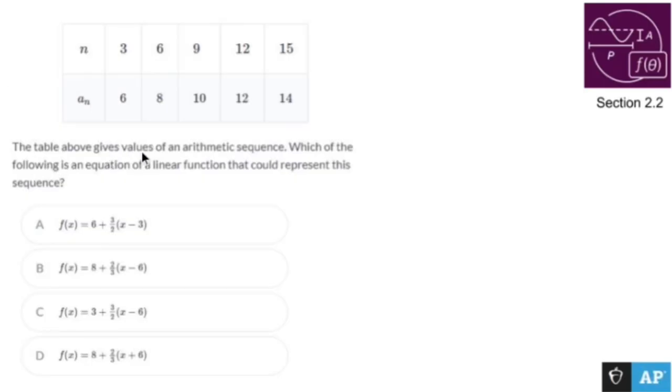The table above gives values of an arithmetic sequence. Which of the following is an equation of a linear function that could represent the sequence? So what we have going on here is point-slope form. If you remember from back in the day, point-slope form looked like this: y minus y sub 1 equals m times the quantity x minus x sub 1. But this is a slight manipulation.